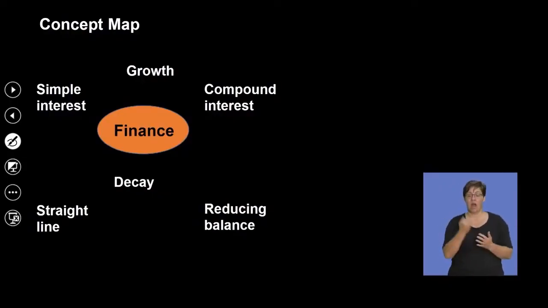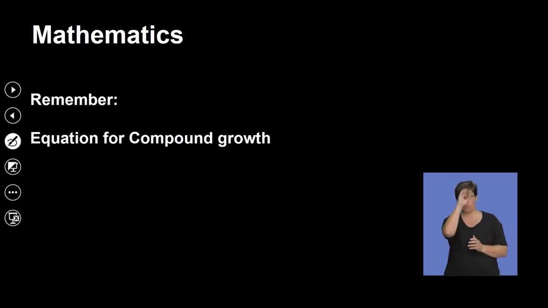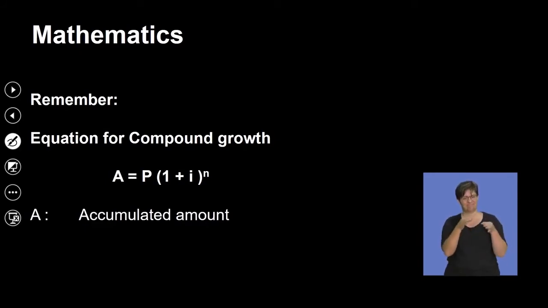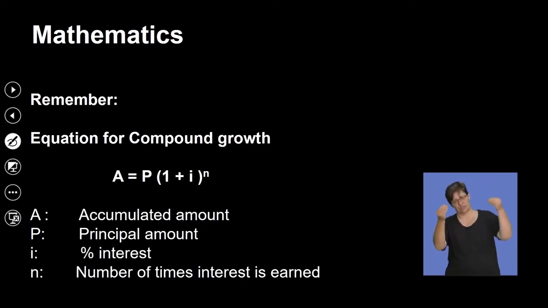So far, remember that our big idea has been finance, and so far we've looked at simple interest, straight line depreciation, compound interest, and we've also looked at the reducing balance. You just need to remember that the equation for compound growth is given by that, and our definitions of all the letters will be: A is the accumulated amount, P is the principal, i will be the interest, and then n will be the number of times interest is earned. Please remember, not necessarily the number of years, because we're dealing with compound growth. It's the number of times you are getting the interest in the duration of your investment.